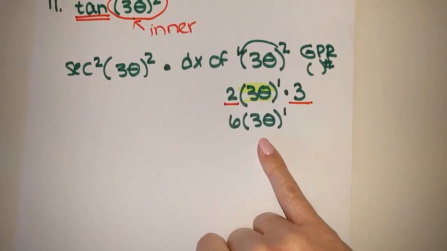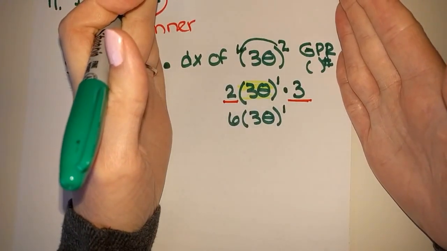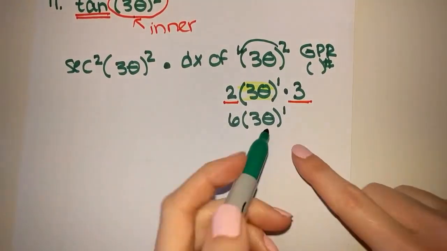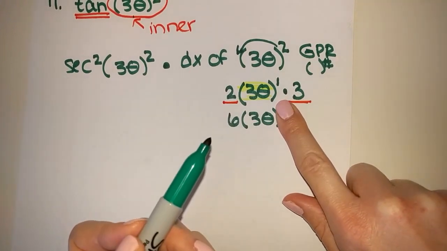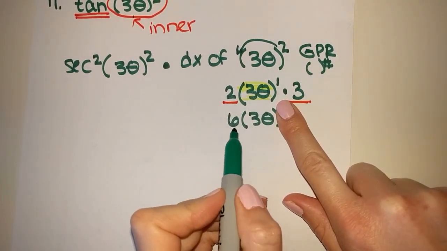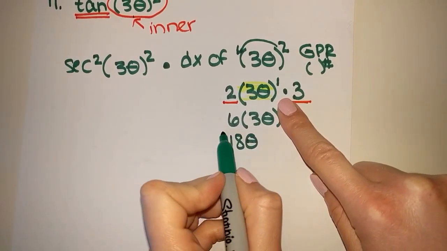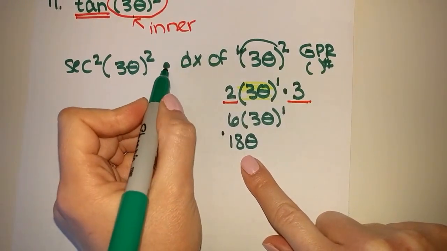Now, you don't want to leave it like that. And again, we're kind of going off to the side here and just focusing on how do we find the derivative of this inner function. But you don't want to leave it as 6 parentheses 3 theta to the first power because, again, that first power is unnecessary. It's understood. And so you can just multiply the 6 times 3, get 18 theta, and that is your derivative of your inner function. So all of this work was the derivative of the inner.